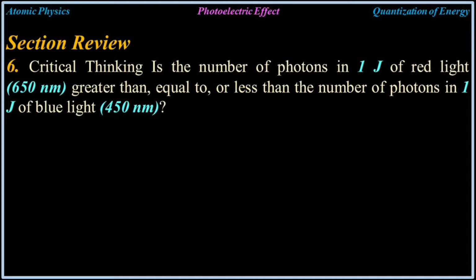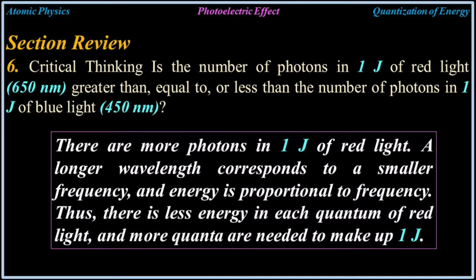Critical thinking: is the number of photons in 1 joule of red light, 650 nanometers, greater than, equal to, or less than the number of photons in 1 joule of blue light, 450 nanometers? There are more photons in 1 joule of red light. A longer wavelength corresponds to a smaller frequency, and energy is proportional to frequency. Thus, there is less energy in each quantum of red light, and more quanta are needed to make up 1 joule.